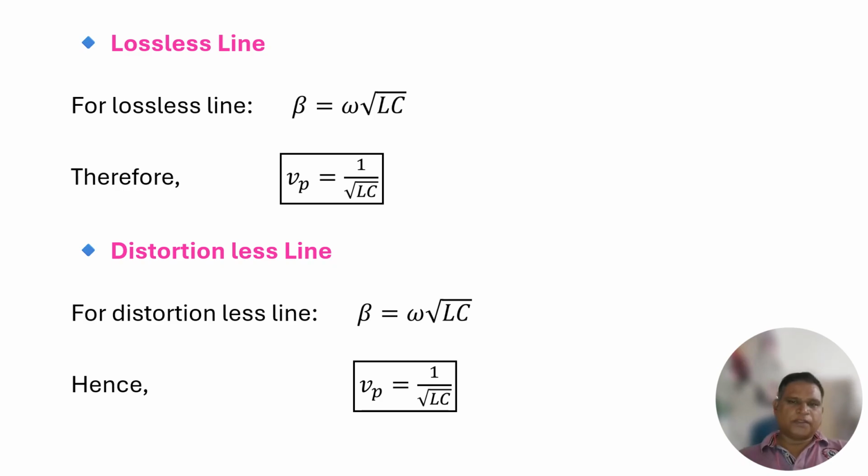For lossless transmission line, the phase velocity Vp is equal to 1 by square root of LC. Since beta, the phase constant, is equal to omega square root of LC, omega by beta is equal to phase velocity. Therefore, omega by beta is equal to Vp is equal to 1 by square root of LC. For distortionless transmission line, also the phase constant beta is equal to omega square root of LC. Here also the phase velocity is equal to 1 by square root of LC.